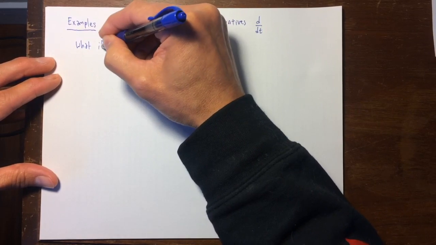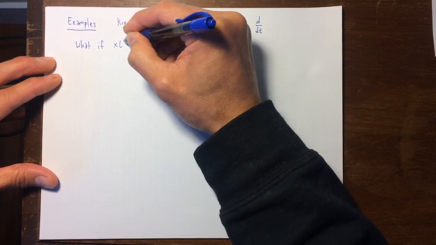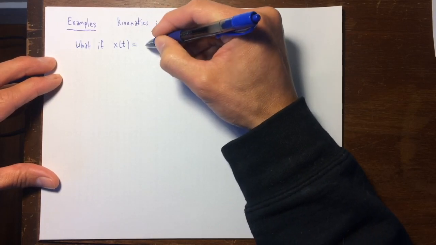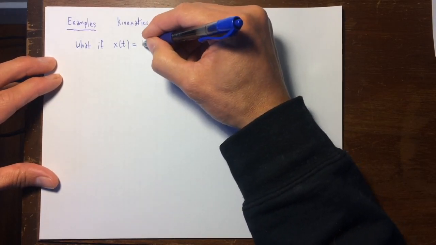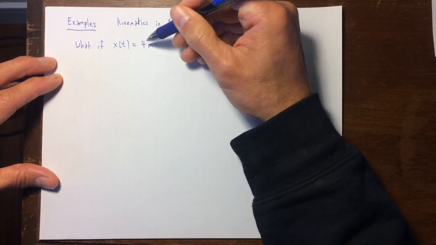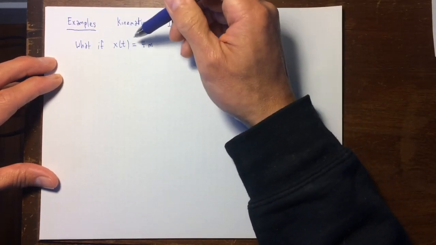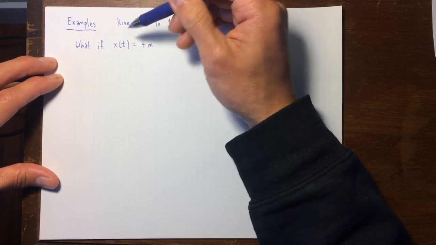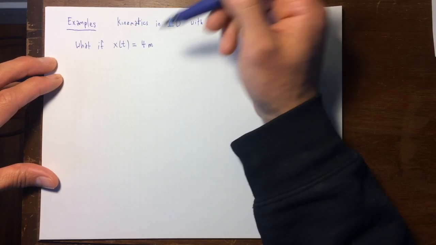What if x of t is simply constant in time? So I'm going to give it the value 4 meters. So 4 meters is the value of the position for all times. There is no time dependence.